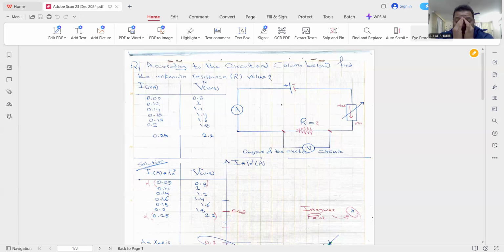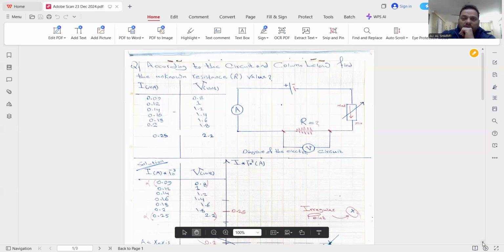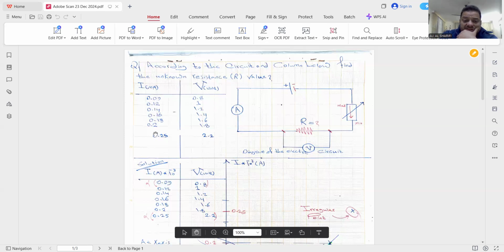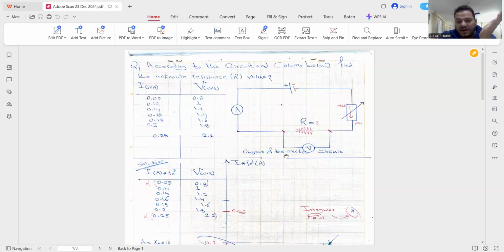Okay, but at first, let me talk about the purpose of this experiment: first, to verify Ohm's law, and second, to know how we can determine the unknown resistance. I'm talking about this resistance, by using Ohm's law and some necessary simple knowledge about how we can plot and illustrate this relation between potential difference on the x-axis and current on the y-axis.